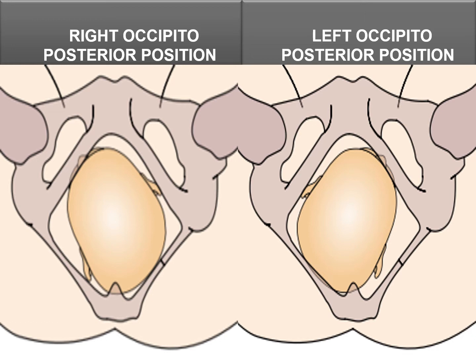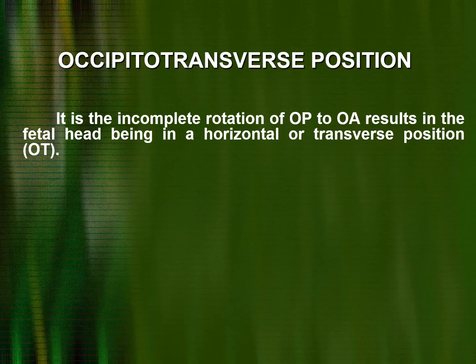Occiput is pointing towards the right sacroiliac joint over here. See, right sacroiliac joint, and next here it is pointing towards right sacroiliac joint and left sacroiliac joint. Okay, next you can see the occipito-transverse position.